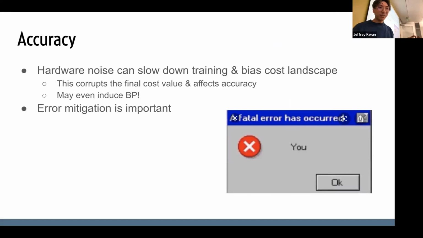And finally, quantum computers are noisy, right? You can't expect your qubit to always behave exactly the way you want it to, and so this can slow down your training. It will also bias your cost landscape, which means it could corrupt the final value of your cost and also affect your accuracy. This is also shown to induce the barren plateaus I showed you earlier. And so error mitigation becomes pretty important. But again, that causes problems because you need more qubits for this, which means you're going to have to scale up your quantum computers as well.